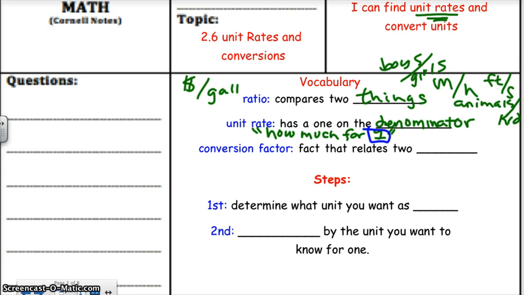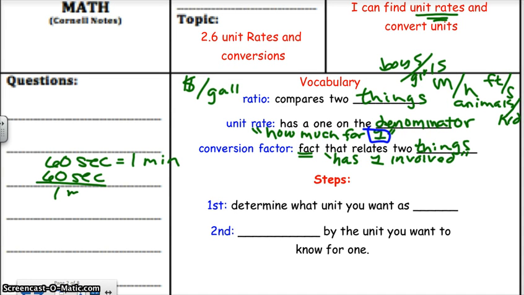Conversion factor. A fact that you know that relates two things, quantities. And the conversion factor always has a 1 involved. For instance, a conversion factor here would be 60 seconds is equal to 1 minute. That's a conversion fact. 60 seconds is equal to 1 minute, or 1 minute is 60 seconds. We represent it as a fraction, like 60 seconds is to 1 minute, like that. That's a conversion fact, okay?